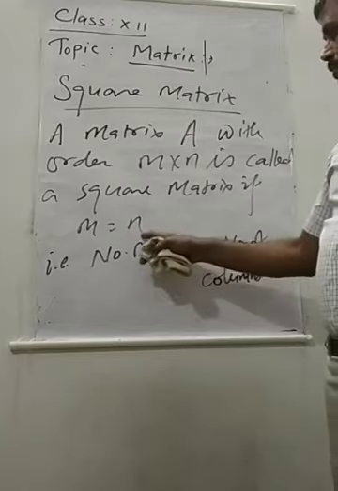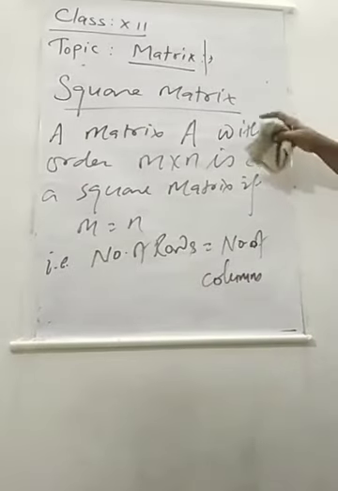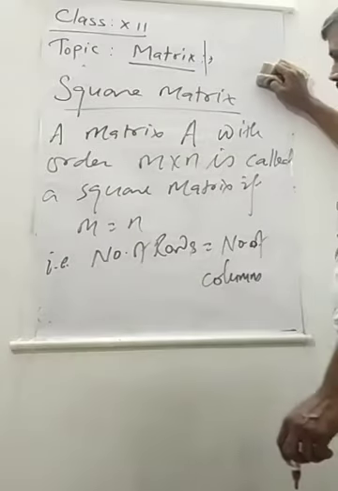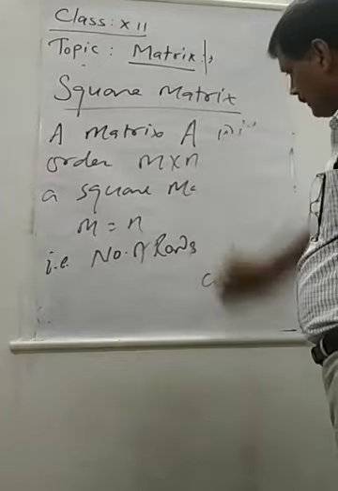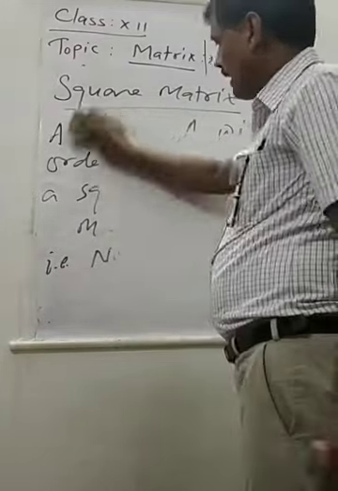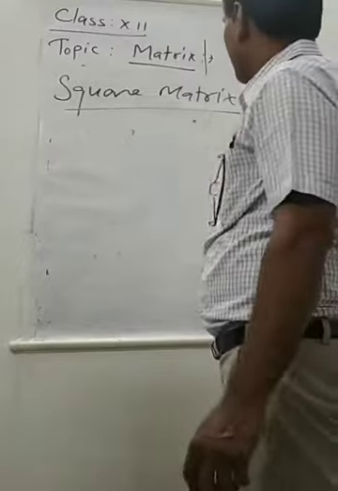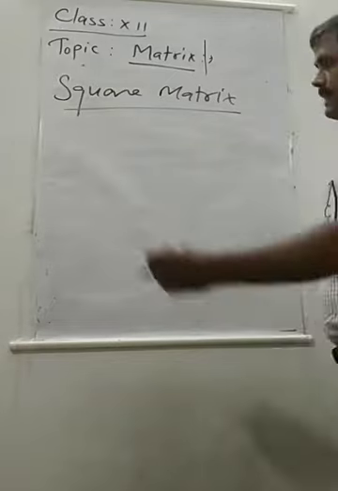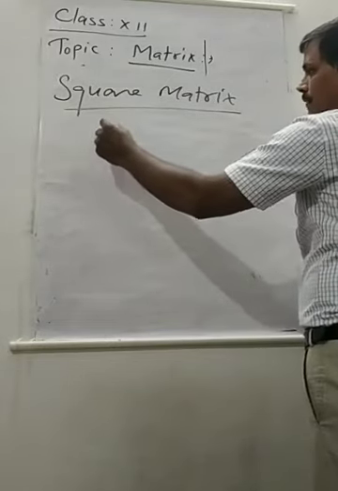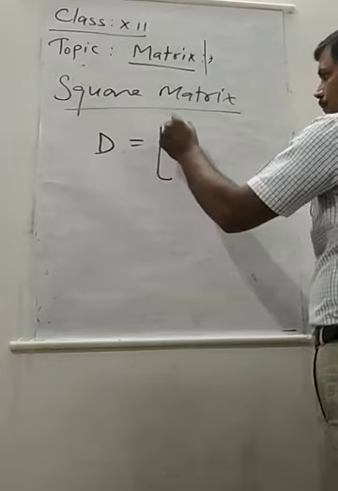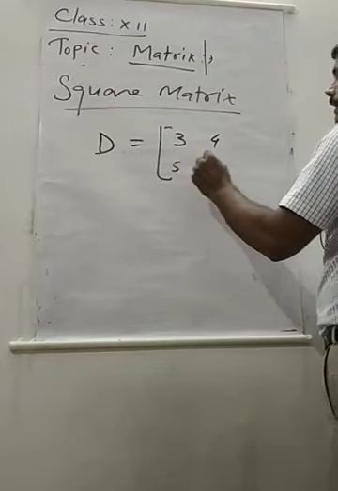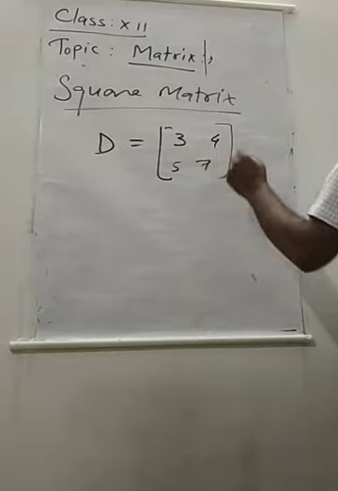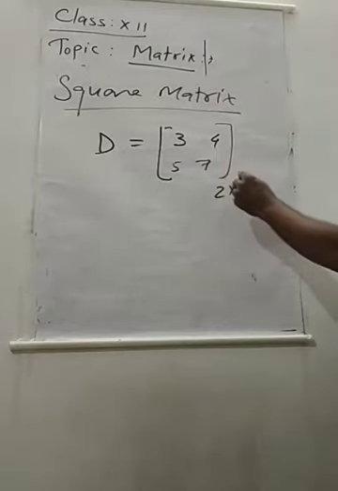In a square matrix, rows and columns are the same. That's why the name square matrix is given. Let's have an example to understand it. Just before, we had taken a zero matrix, which was also a square matrix, because the number of rows and columns were the same there. But we will take some other example. Matrix D is equal to 3, 4, 5, 7. Yes, it is also a good example of a square matrix because it has 2 rows as well as 2 columns.